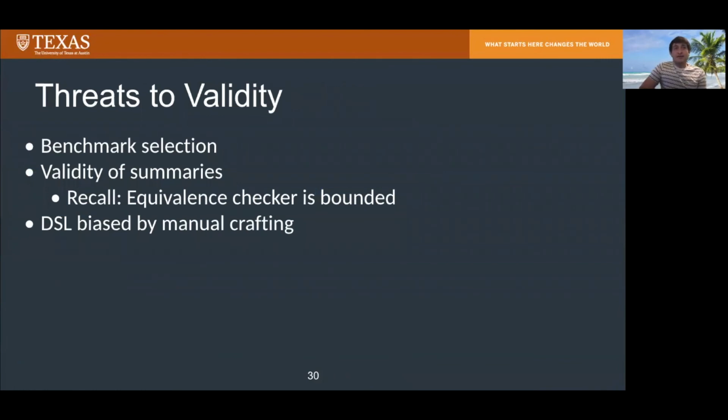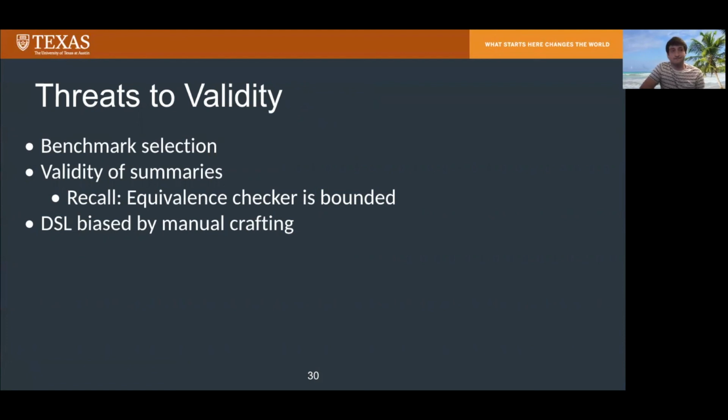We identify 3 possible threats to validity in this work. First, it's possible that our benchmark selection is not representative of real-world smart contract loops. However, given the large number and variety of contracts we used in our experiments, we believe that our benchmarks are reasonably representative. Second, it is possible that not all summaries produced by Solus were actually valid, as the bounded model checker only proves equivalence up to a bound.